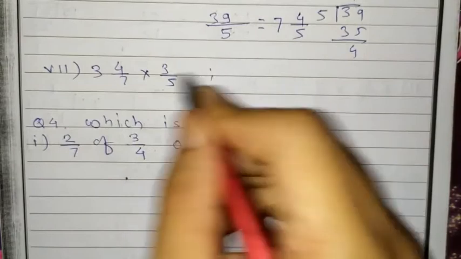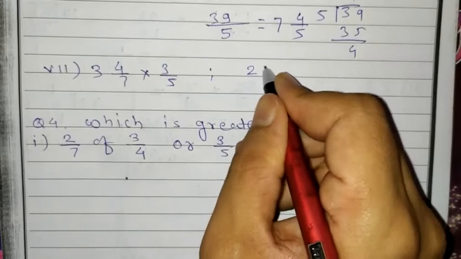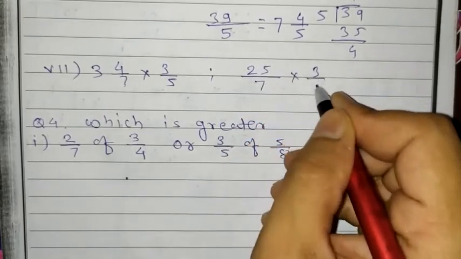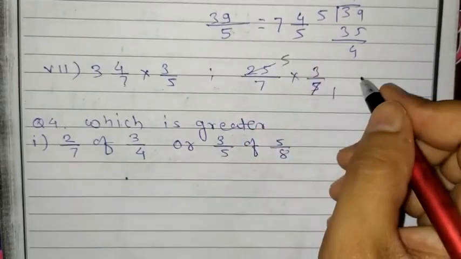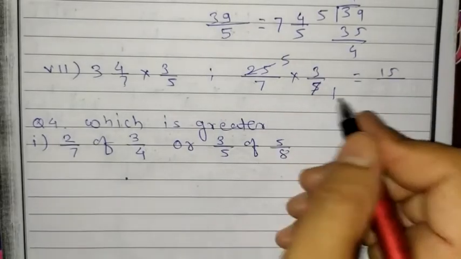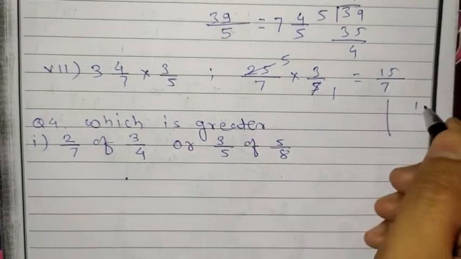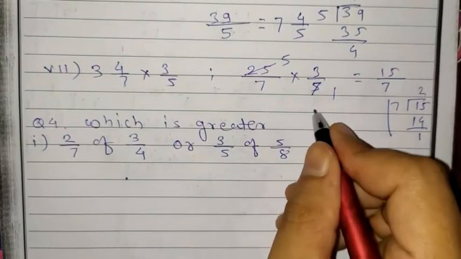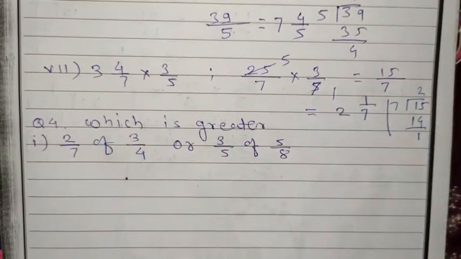In the seventh question, 7 into 3 is 21. 21 plus 4 is 25. Downside 7 as it is. 3 upon 5. So here 5 ones are 5, 5 fives are 25. So it means 5 into 3, 15. And downside 7 into 1 is 7. So now this time you can divide 15 by 7. So 7 into 2 is 14. The remainder will be 1. So our answer is 2 1 upon 7. This is the answer of this question.